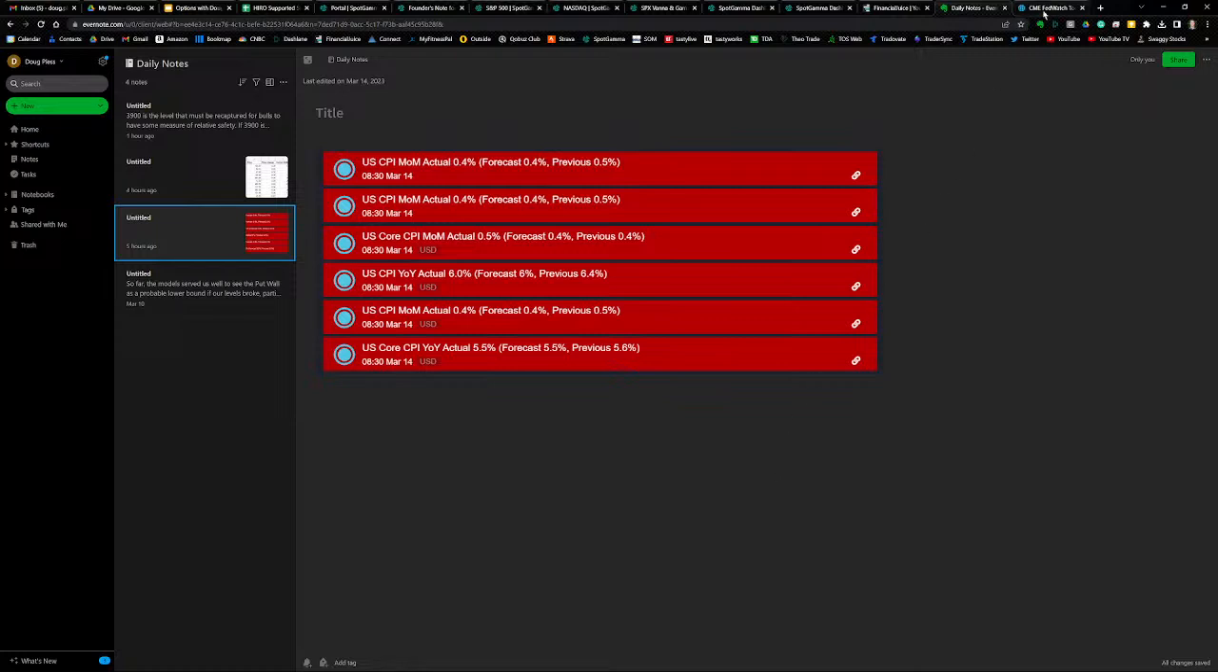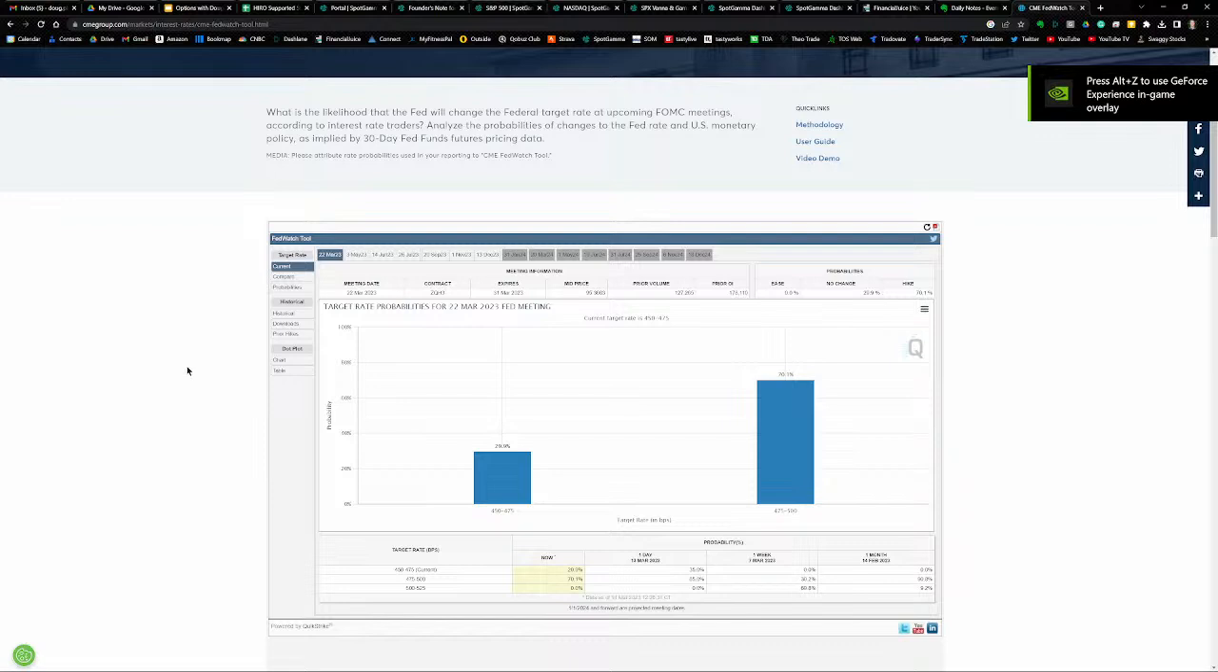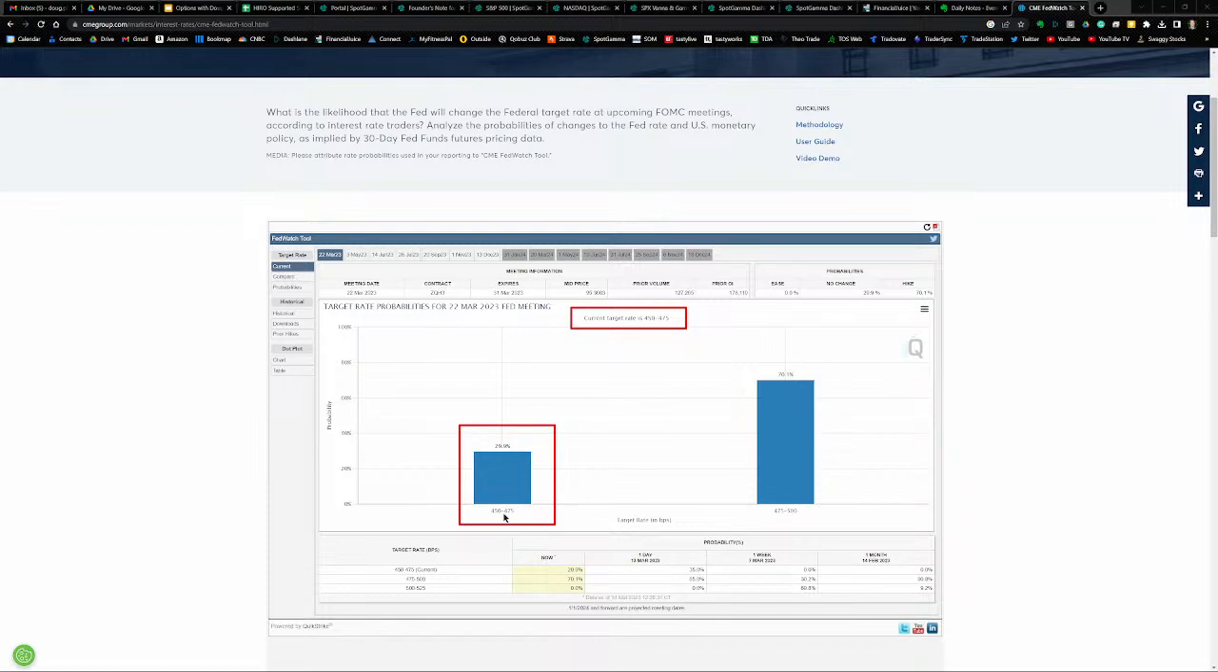One thing that I want to take a look at, let me just refresh this page. We looked at this yesterday. This is the Fed Watch tool, and this changes constantly throughout the day. What this is showing is the current Fed funds rate, and the current target rate is 450 to 475 basis points. Right now it shows a 30% chance of zero increase at the meeting next week, so a 30% chance of maintaining that current level, and a 70% chance of a 25 basis point increase.